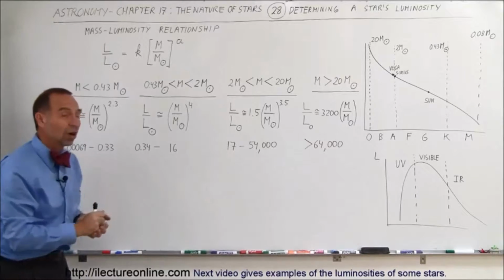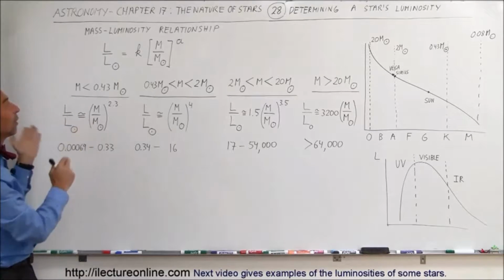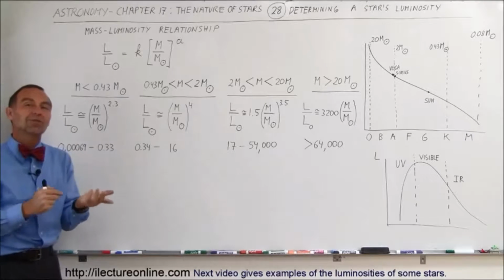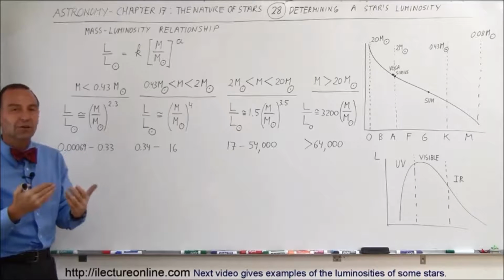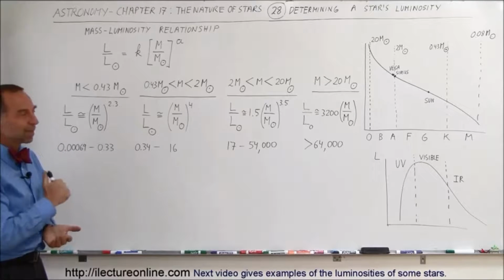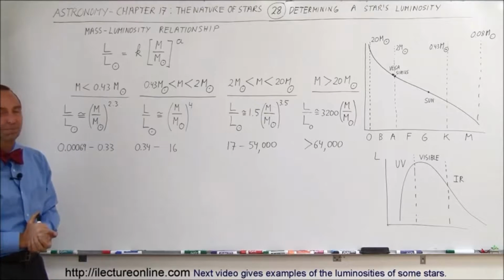So this is a really good start. This at least gives you an idea of what the mass-luminosity relationship is and how we calculate it for various stars with various masses on the main sequence. And that's how we do that.